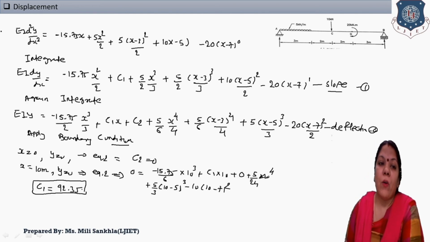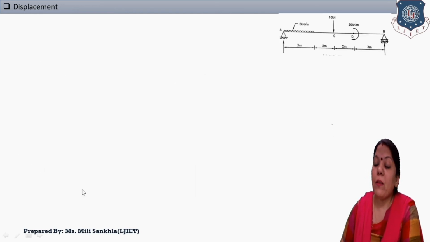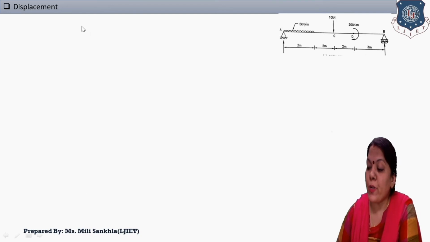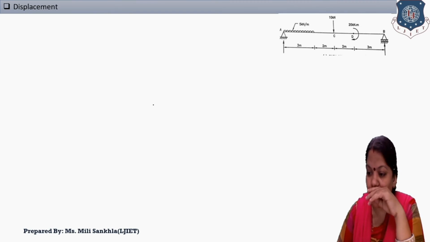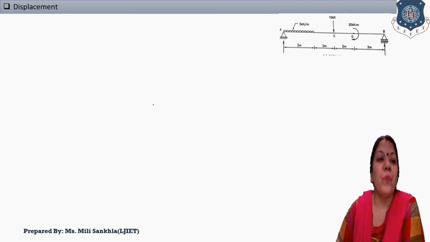Here we get constant C1 is equal to 92.35. Again repeating these steps one by one: first we find the support reactions, second we find the equation of moment, then we integrate this term two times, and then apply the boundary conditions. After applying the boundary conditions we find our constants C1 and C2. C2 is 0 and C1 we get the value 92.35.